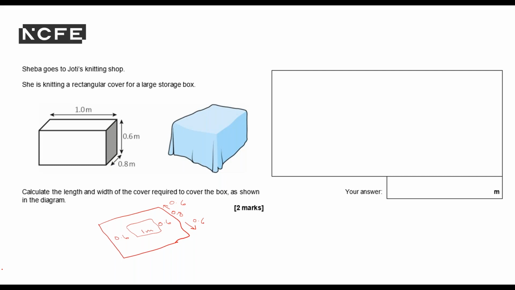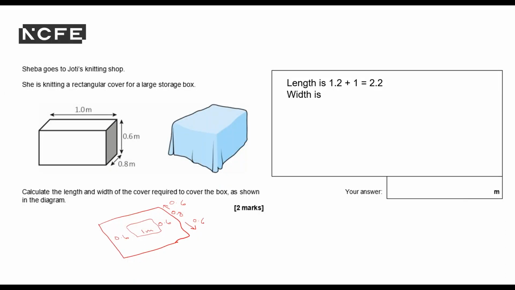So I'm calculating the length and width of the cover required to cover the box as shown. So it's asking me for the length and width. It's not asking me for the total area. So length is 0.6 add 0.6 is 1.2. So it's 1.2 plus 1 equals 2.2.